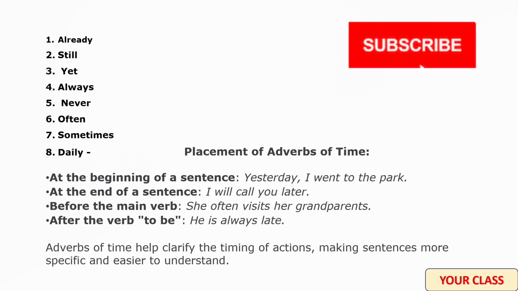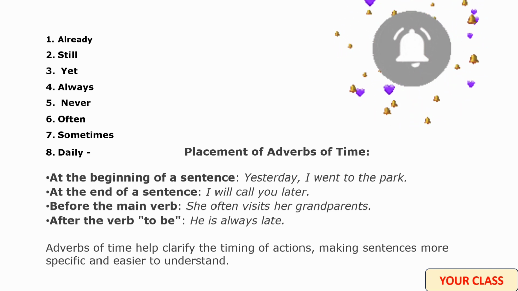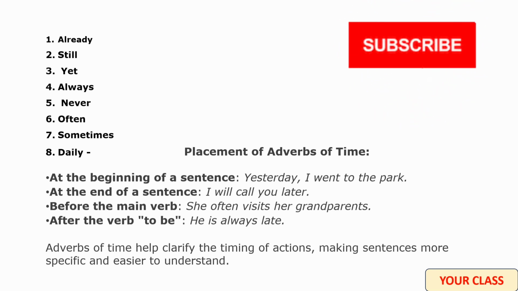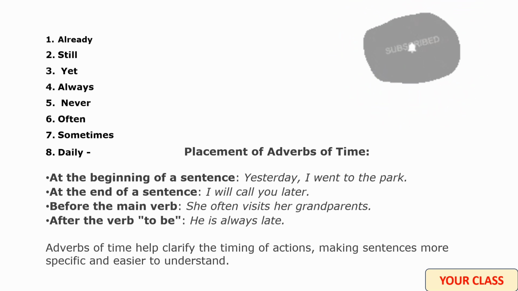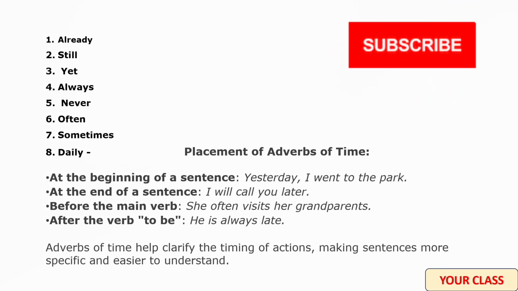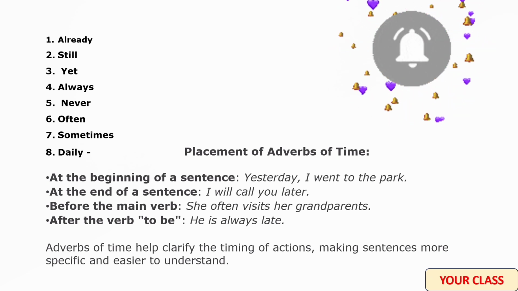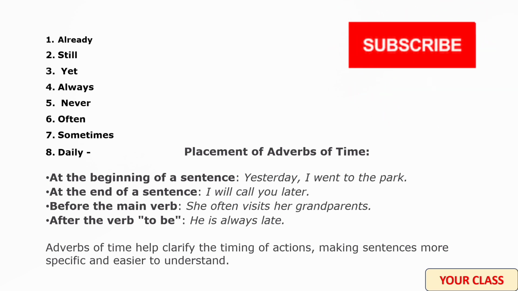Number 4, after the verb to be. The adverb comes after the verb to be, is, am, are, to describe the state or condition. For example, he is always late. Each placement affects how the timing or frequency of the action is understood.